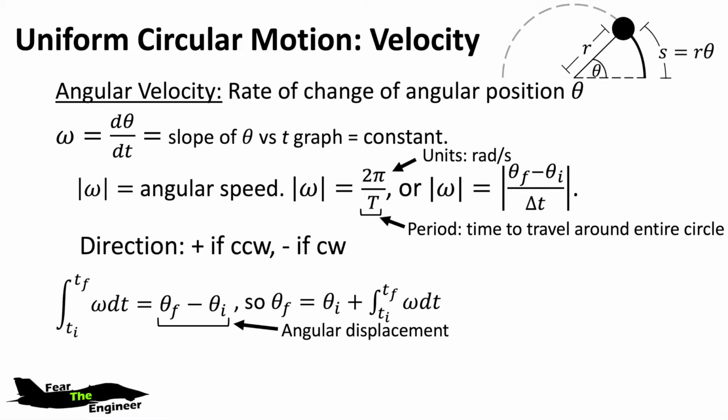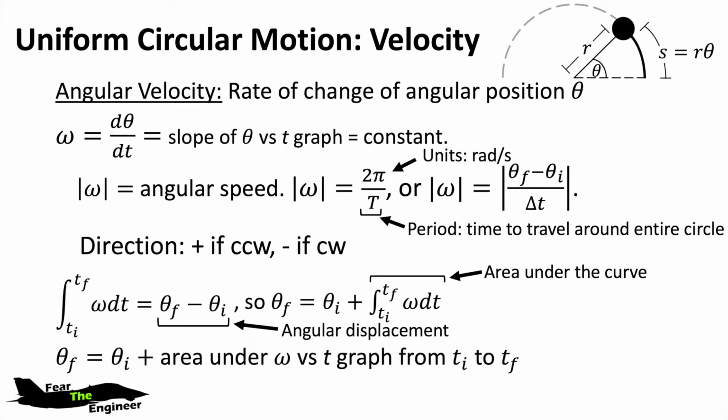Check out the link in the description for a refresher on it. Also, remember that integrating is the same thing as finding the area under the curve. So the final angle equals the initial angle plus the area under the omega versus time curve, from the initial time to the final time. Omega is usually a constant, so that area is just a rectangle. It has a constant height of omega, and its width is the difference between the initial and the final times, which we call delta t.